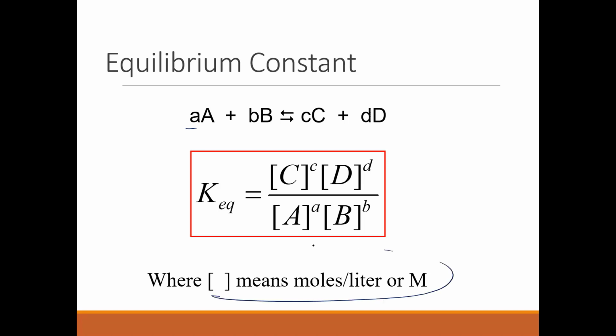Remember, when you're using equilibrium constants, your concentrations must be in moles per liter, or molar units. Cannot use millimoles, cannot use micromoles, cannot use kilomoles, use moles. That's how it's developed. That's how the equilibrium constants are defined.